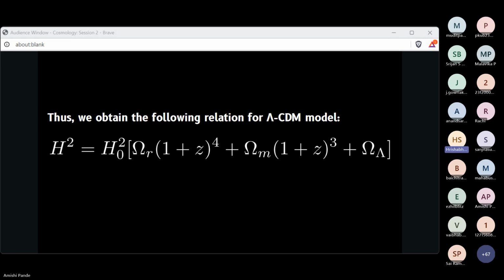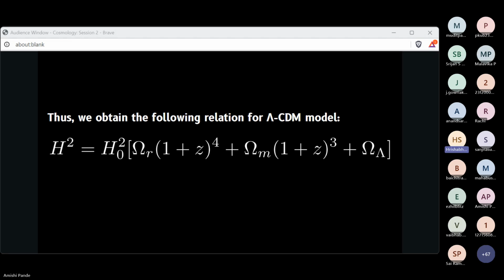Since you do not see any 1 plus z in the omega lambda term, we assume that it is 0, or it is 1 plus z to the power 0. So if that is 0, if 3 into 1 plus w is 0, what value can w take so that this becomes 0? Yes, as people are answering, it is -1. So the equation of state parameter for the cosmological constant is -1.